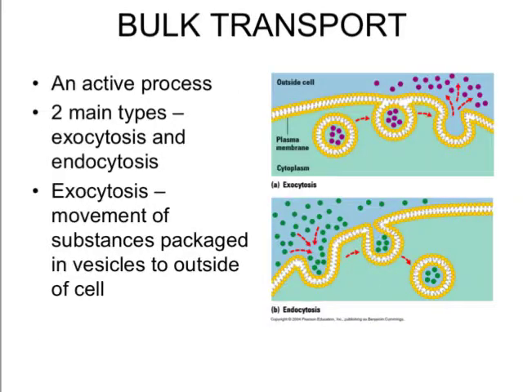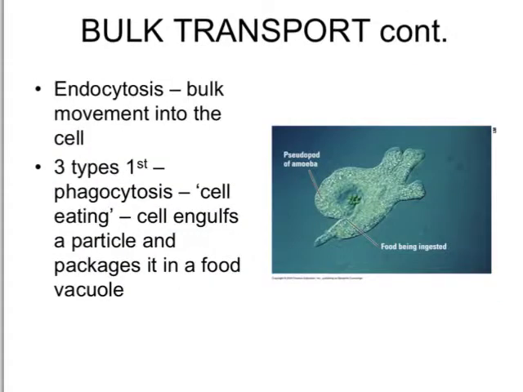All right, sometimes cells just want to take in a whole lot of stuff at the same time. So that's what we call bulk transport. It is definitely an active process, meaning that it requires energy, because the cells are either going to spit out a whole bunch of stuff at the same time, or take a whole bunch of stuff in at the same time. So there's two main types, like I alluded to. Exocytosis, in which substances are moved out of the cell, and endocytosis, where those substances are moved into the cell.